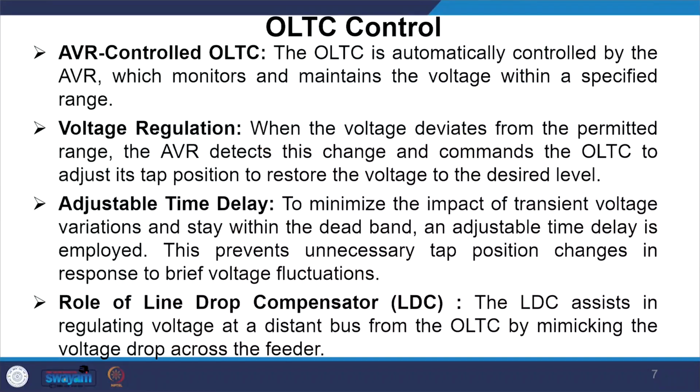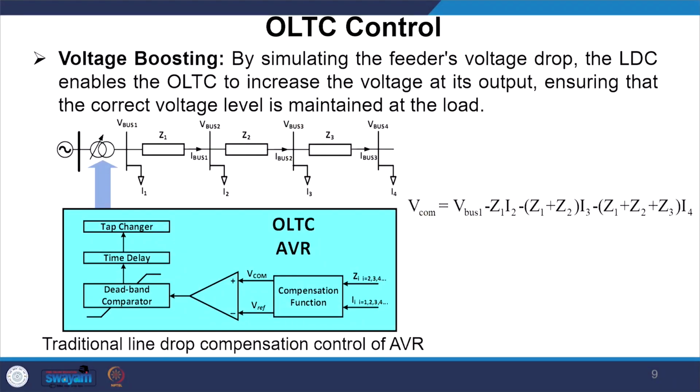Now the role of a line drop compensator: the LDC assists in regulating voltage at a distant bus from the OLTC by mimicking the voltage drop across the feeder. Now voltage boosting: by simulating the feeder's voltage drop, the LDC enables the OLTC to increase the voltage at its output, ensuring that the correct voltage level is maintained at the load.